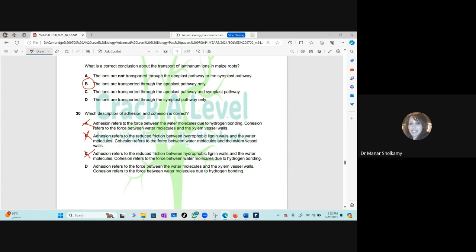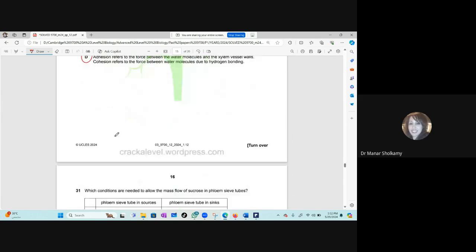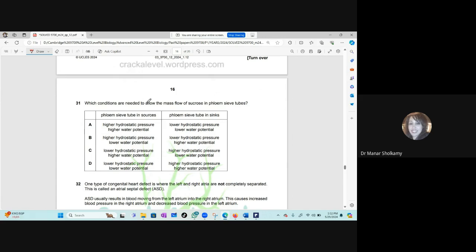What is 30? D. D, well done. Excellent. 10 more to go. Which conditions are needed to allow the mass flow of sucrose in phloem sieve tubes? So the phloem sieve tube in the source and in the sinks. Can you read it and tell me which one is correct?